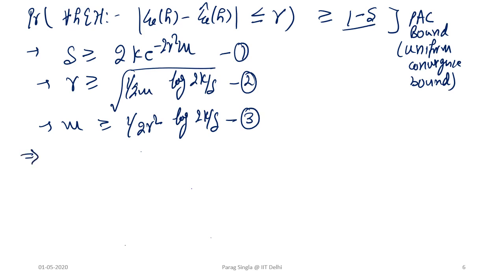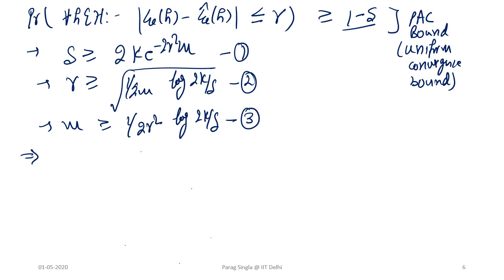Then finally, remember, this is all in the context of finite hypothesis classes. Before we go to infinite hypothesis classes, I want to derive one more result, which I think is quite important in this context. This uniform convergence bound is for all hypotheses in our hypothesis class.